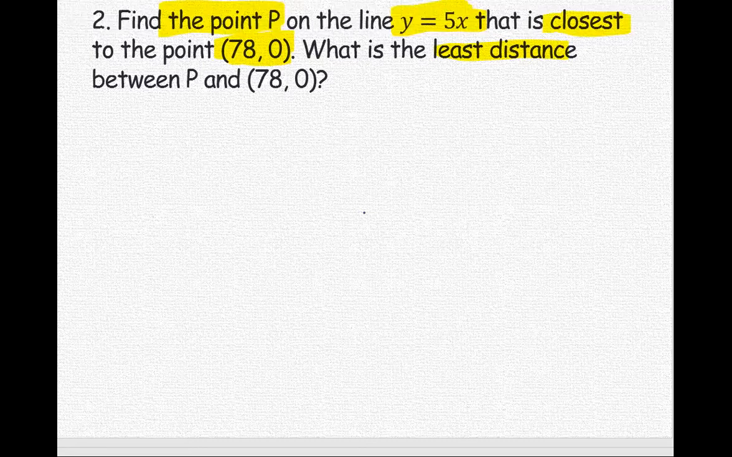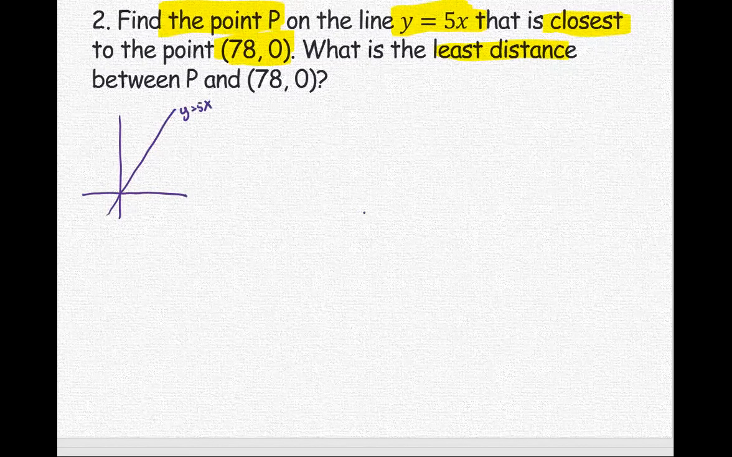From this information, if we draw, we don't have the diagram or anything. You just use the information y equals 5x as the line with slope 5. Don't have to get a perfect one. So this is the line y equals 5x, and we're going to find the point on the line that is closest to the point 78 comma 0. X is 78, y is 0, so that point is somewhere on the x-axis. And the point P is on the line.